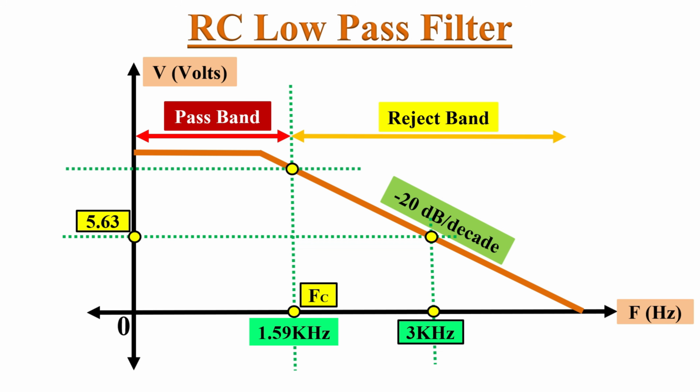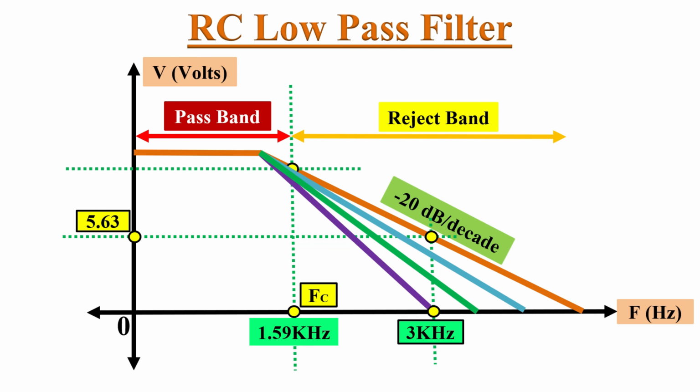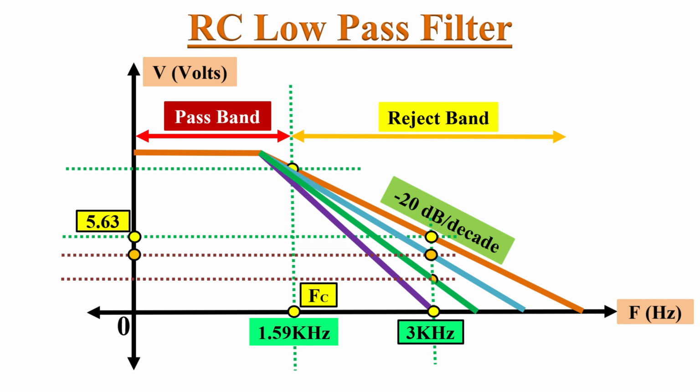Suppose you want to design a low pass filter so that this 3 kHz signal is attenuated as much as possible. Then we must design higher order filters, and as we go for higher order filters, the slope of this curve will increase gradually and the amplitude of Vout will reduce accordingly. So in this way, using higher order filters, we can achieve a much sharper roll off.